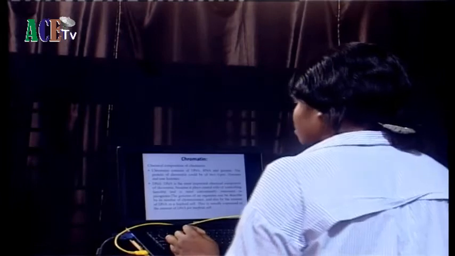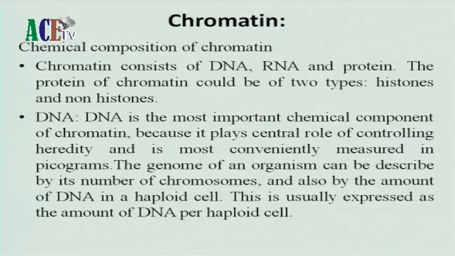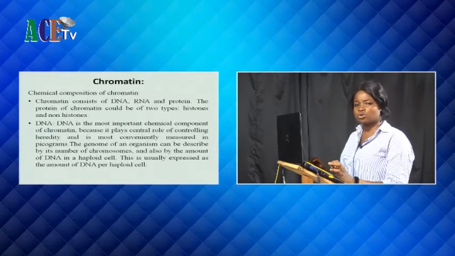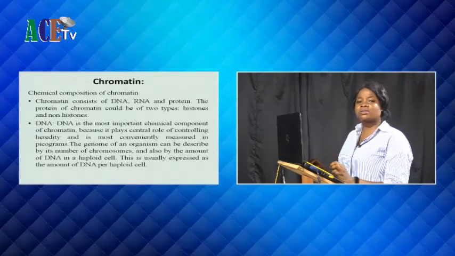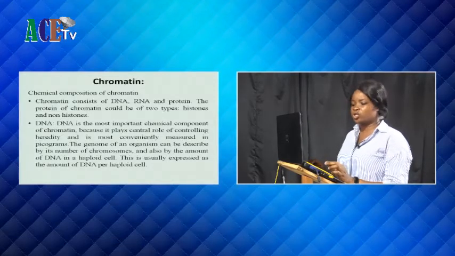Now, what do we have in the chromatin also? We have the DNA, so you know that's deoxyribonucleic acid. We have the RNA, we have the protein. The protein of chromatin is of two types, like I told us, histones and non-histones. Histones are responsible for the packaging of the chromosome so that it can give us that structure at the metaphase. While non-histones are responsible for replication as well as gene expression.